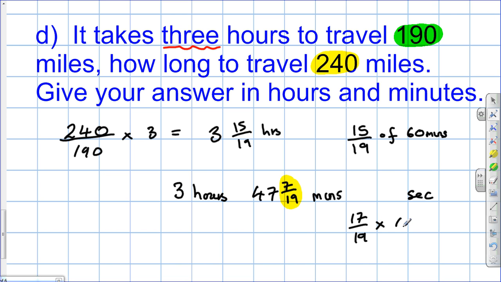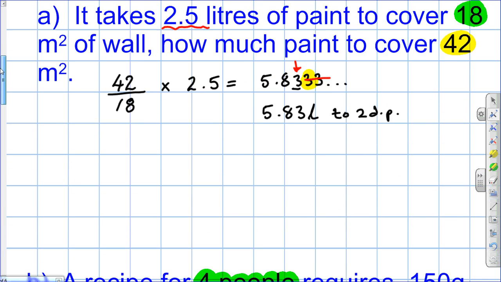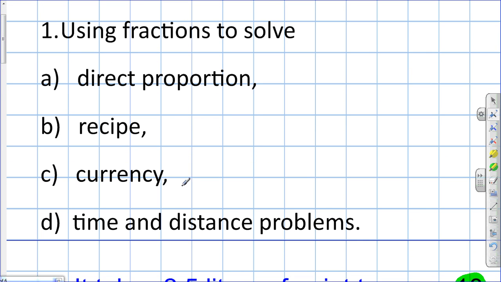Okay, so that's how we can use fractions to solve direct proportion problems, and specifically some examples on recipe, currency, time and distance problems.